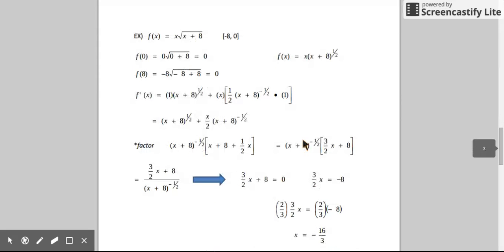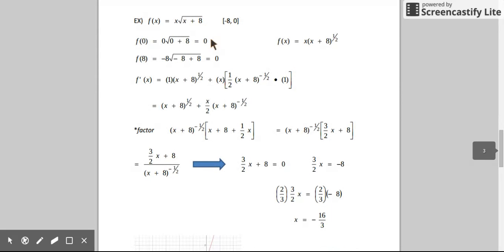Here's a more complicated equation or function. I'm going to let you pause the video and just go through these steps. But it is possible that we could do this with a more complicated function. For example, this function is going to require the product rule to find the derivative. But before we even do that, we want to make sure that Rolle's theorem applies, and that's pretty basic.